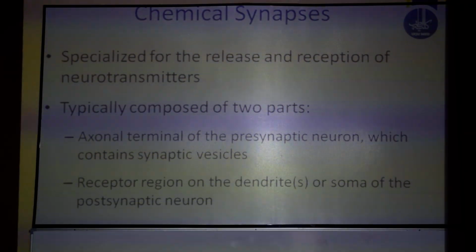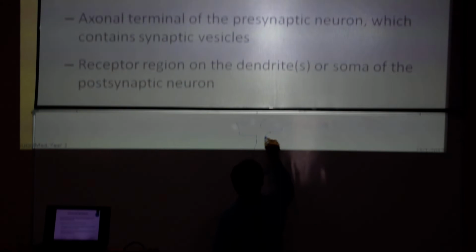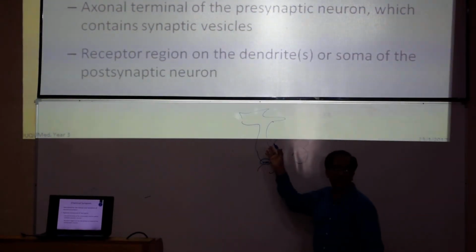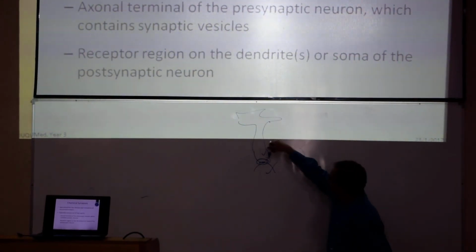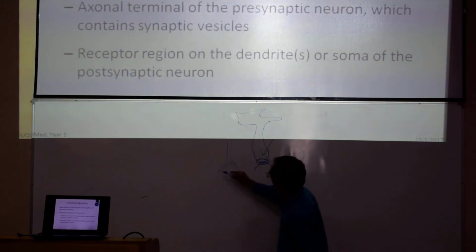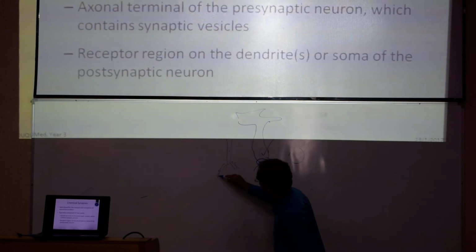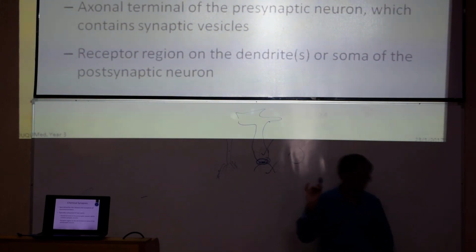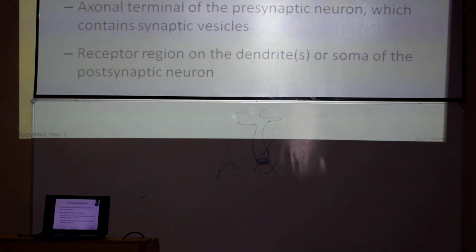So one good example, there are two parts. I told you, maybe this is a cell, and this is the axon. This is the axon part, and this is maybe the soma. When the axon ends, it makes branches like this, and I'm talking about one of these, the axonal terminal of the presynaptic cell, which contains synaptic vesicles.